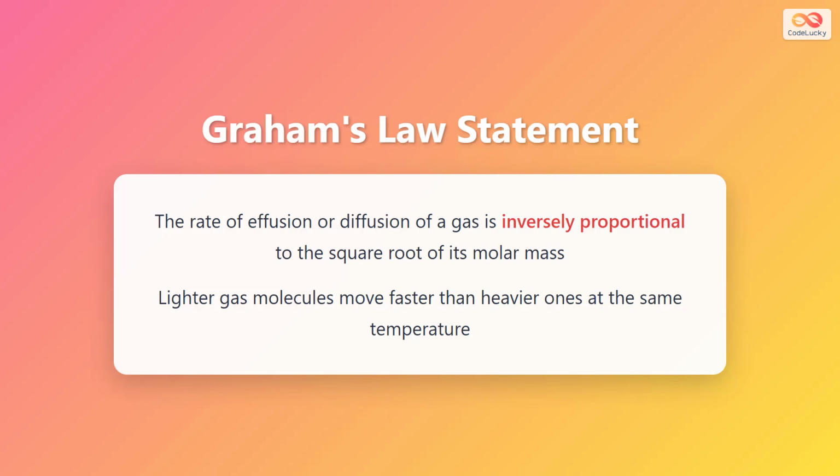Now we arrive at Graham's law itself. The law states that the rate of effusion or diffusion of a gas is inversely proportional to the square root of its molar mass. What does this mean? It means that lighter gas molecules move faster than heavier ones when they are at the same temperature. The word inversely proportional is important here. It tells us that as the molar mass increases, the rate decreases, and vice versa. This is a fundamental relationship that governs how gases behave.